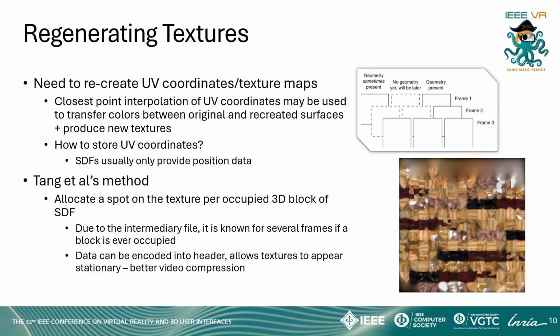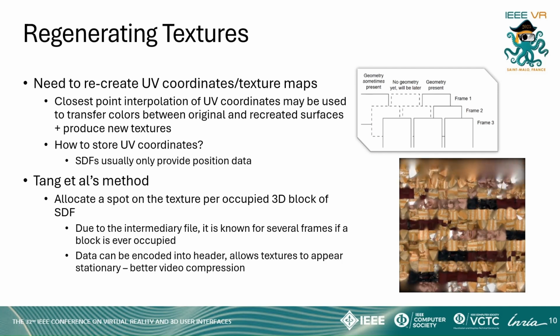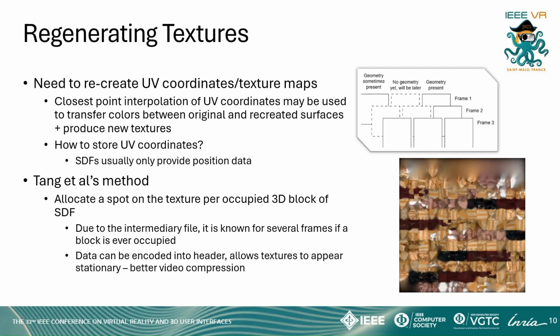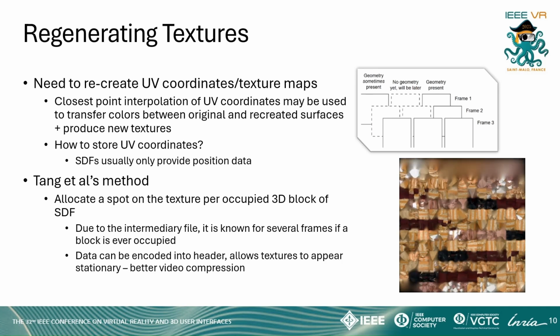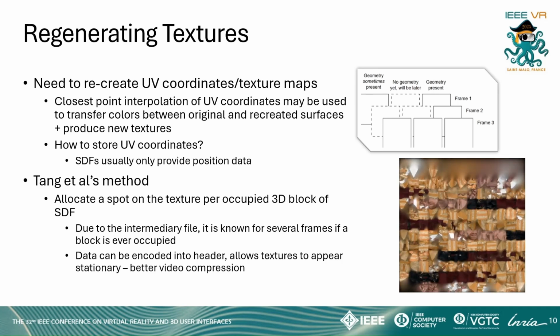We allocate a spot on the texture per occupied block of the signed distance field. However, due to the intermediary file, we may take this a step further and allocate spots for blocks that will be occupied in preceding frames, even if they are not occupied in the current frame. This helps make the video more stable and benefits video compression, as you can see on the GIF to the right.